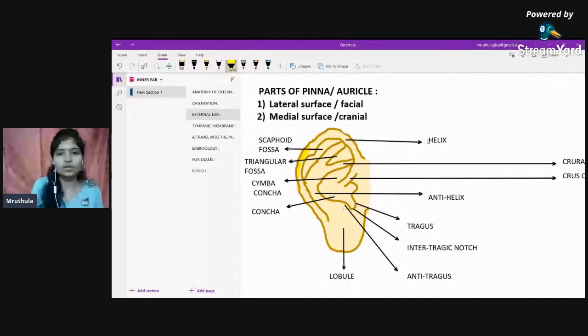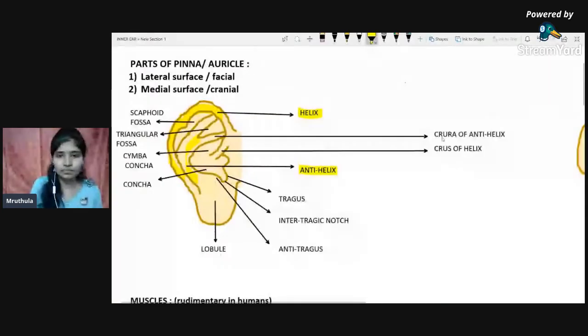The outermost rim of the ear is called the helix. Adjacent to the helix, we have the antihelix. So what is helix? I'm highlighting it here. This is helix. Then what is antihelix? It is this part. And there's another structure on the anterior aspect of helix. What is it called? It's called the crus of helix. Here it is.